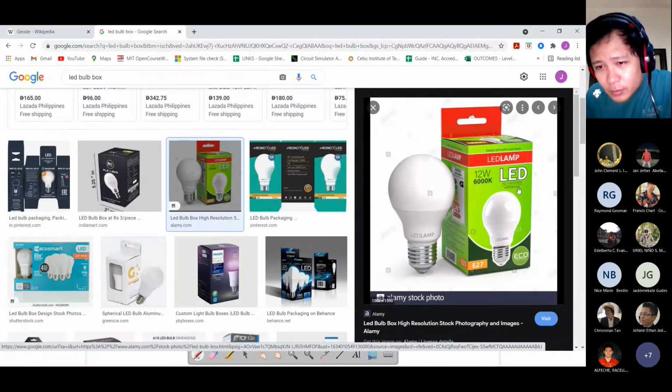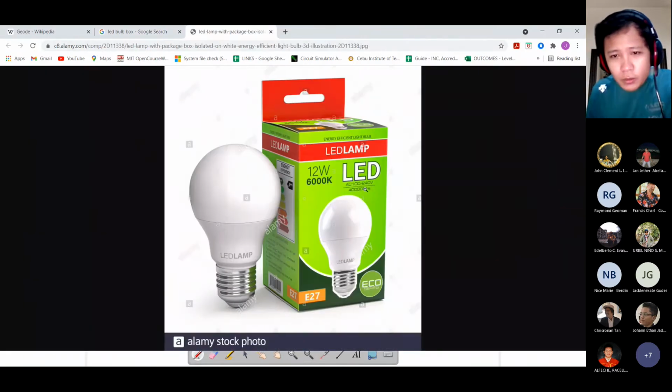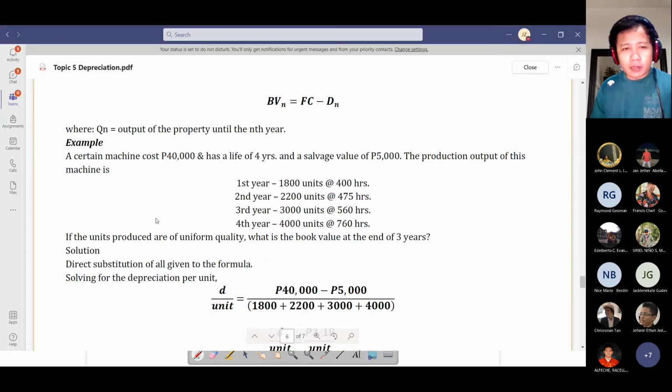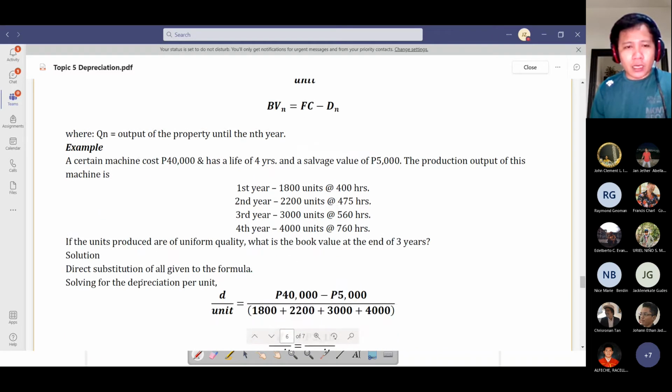For example, this one, to make it clearer. For this one, it says 40,000 hours. So the total output of this bulb, this LED lamp, is that it can be used for 40,000 hours. This one is time-based, so it can be used in the machine hours method. The machine hours method is also based on your hours of use, so I'm just relating it here.